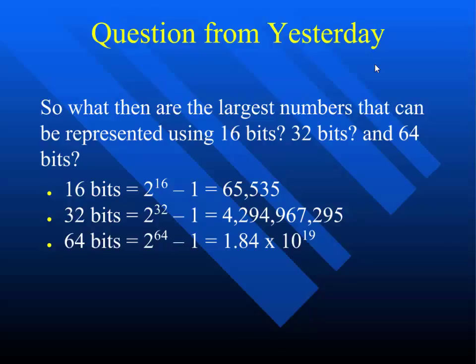Let's say you have 32 bits, then your number goes a lot higher. You have about 4 trillion. Or is that billion? I think that's billion. And then 64 bits is really big: 1.8 times 10 to the 19th. Scientific notation, perhaps. Okay, so it's a really large number.